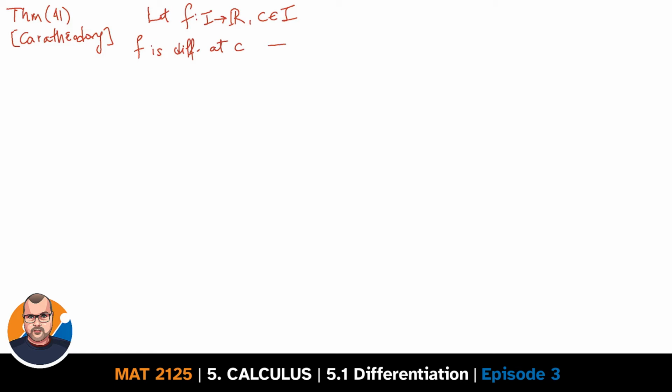Here is a technical result by Carathéodory, which will prove fairly useful when we try to prove other results. Let's say you have a function f from an interval I to the reals and some point c in the interval. f is differentiable at the point c if and only if there is a function phi, also from I to R, with the following properties.